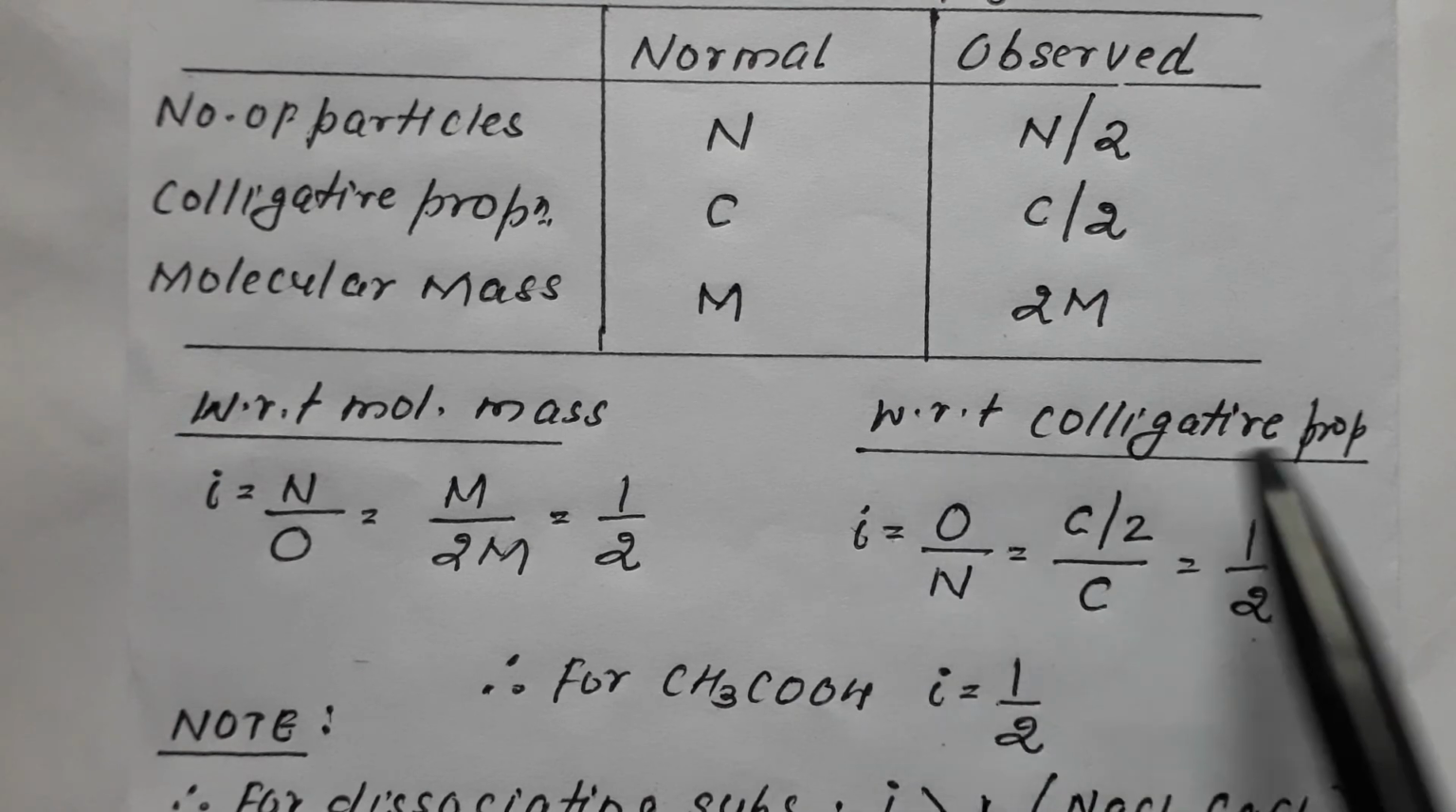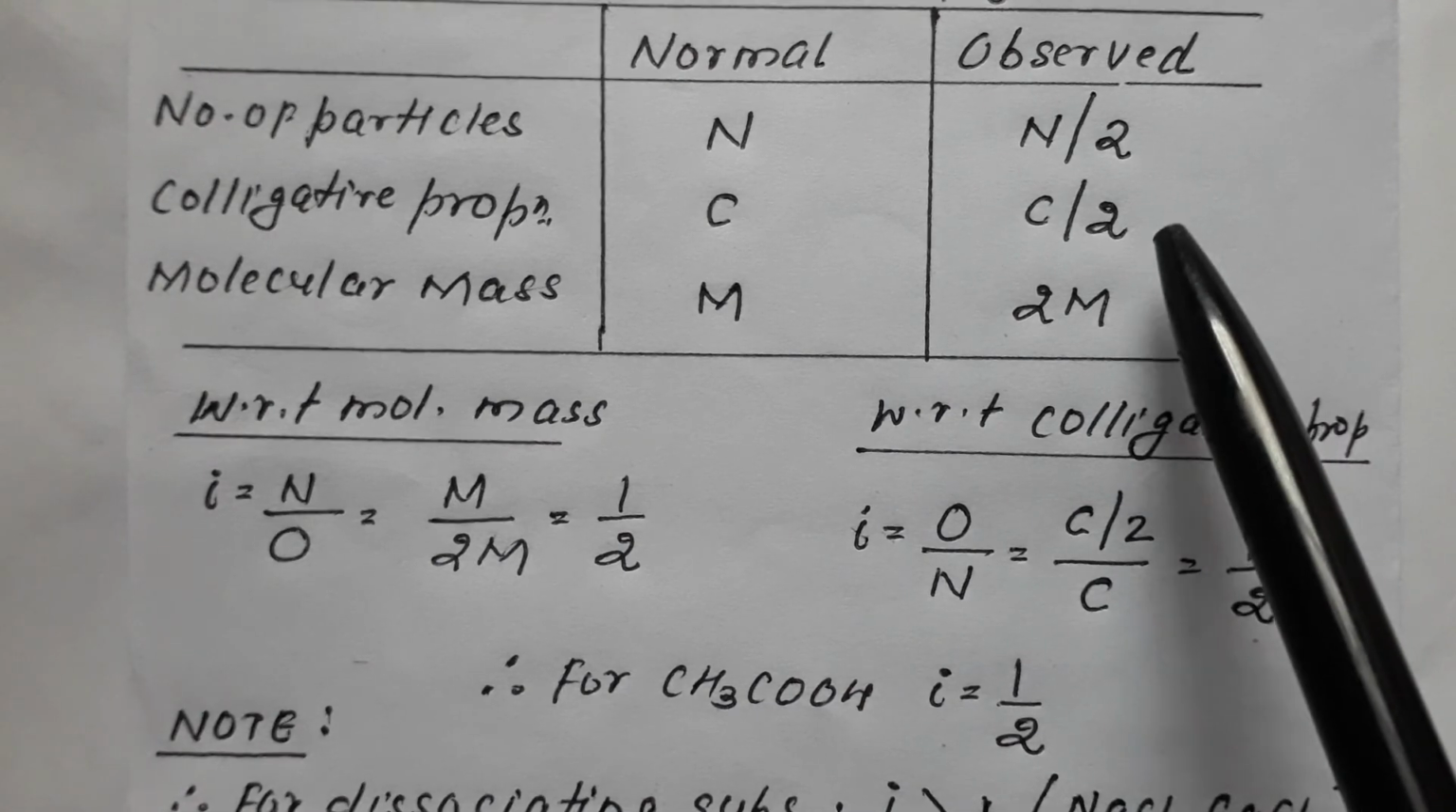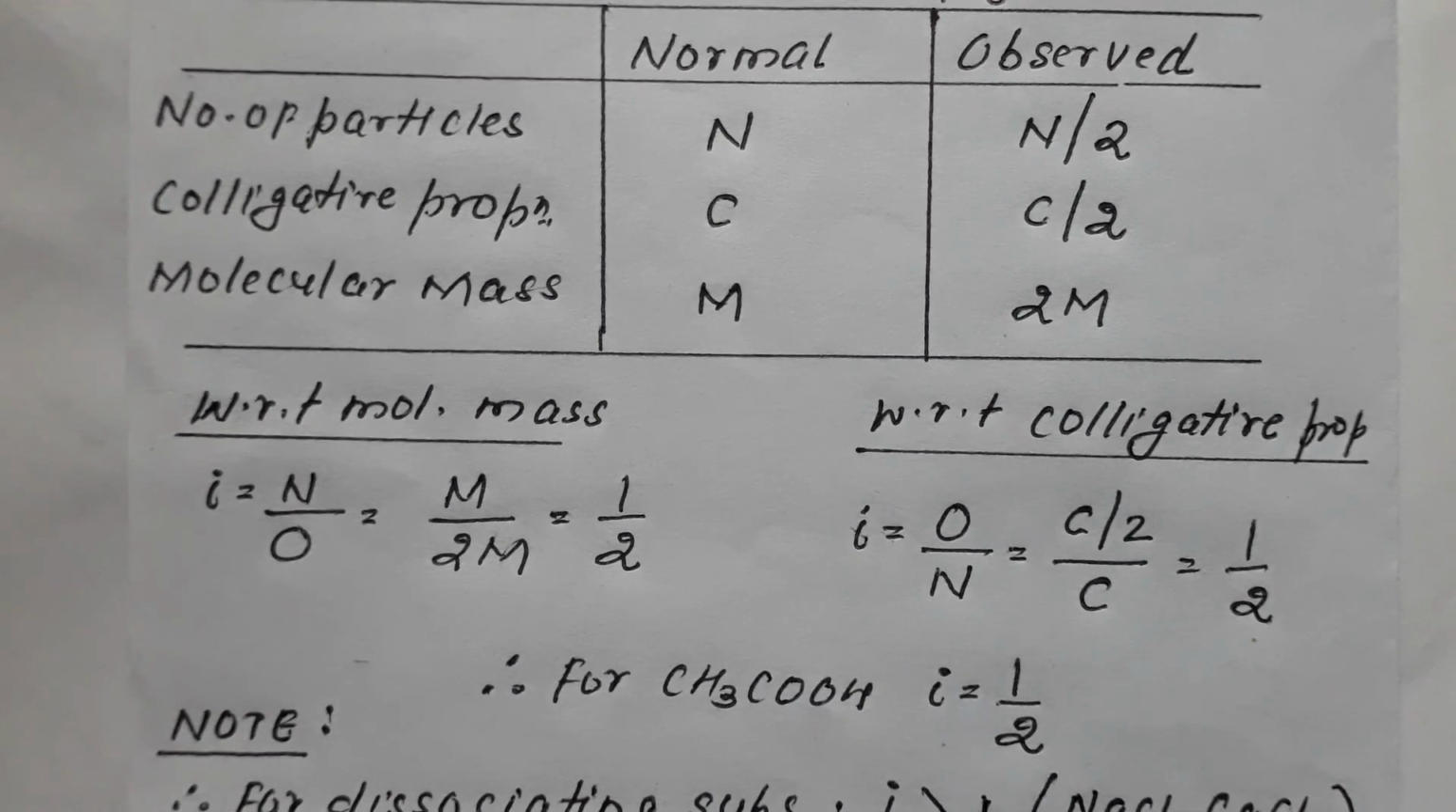If I take it with respect to colligative property, it is O by N, observed colligative property upon normal. The observed is C by 2, normal is C. Again, i comes to be 1 by 2. That is, for acetic acid, the value of i is half.